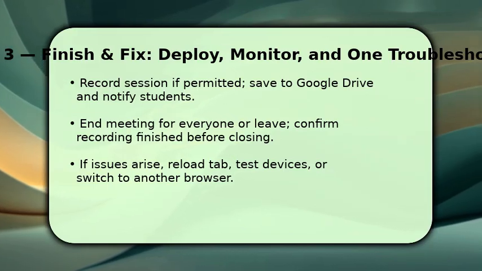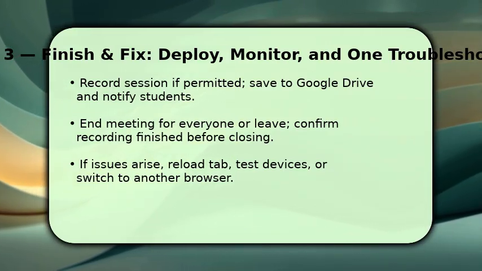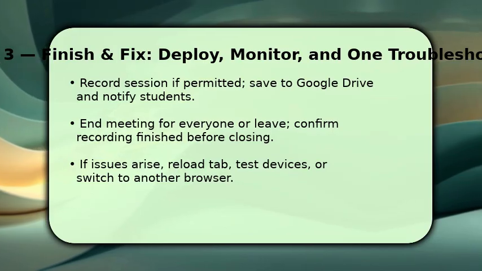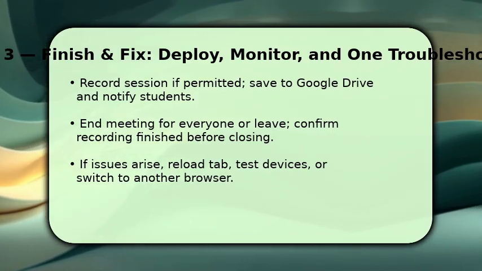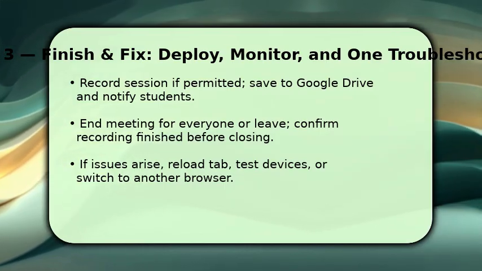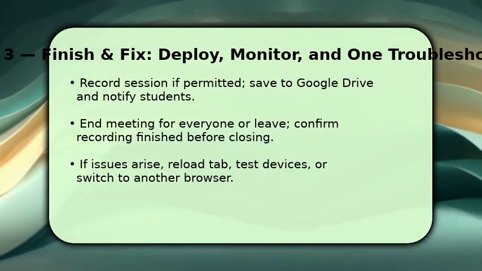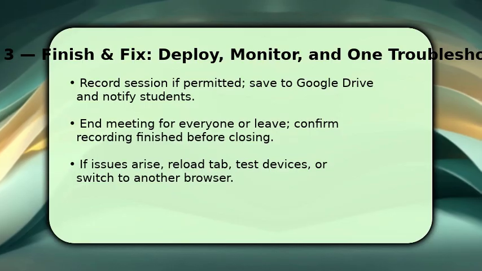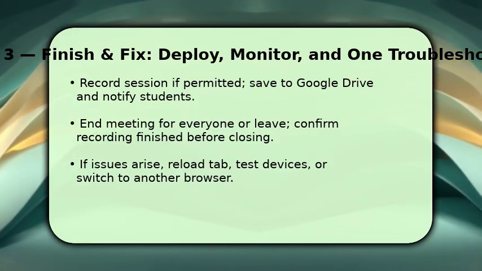If audio or video fails at any point, reload the Meet tab first, then test devices in Chrome settings. Switching to another browser or restarting your laptop often fixes persistent issues. For persistent bandwidth problems, turn off your camera to prioritize audio. This usually restores stability quickly.